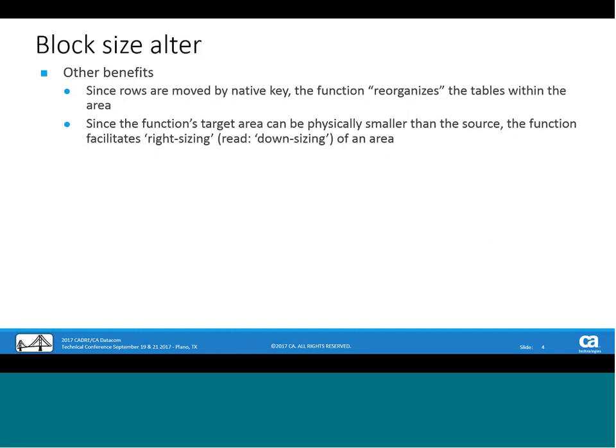Another major benefit is that you can allocate your target area smaller than the source area. So you can use this function to effectively resize an area. If you've got a database allocated at 100 cylinders and it's only using 50%, you can allocate the new one at 60 cylinders. Therefore, you're downsizing that area as you do the reblocking. I think those are two very useful benefits.